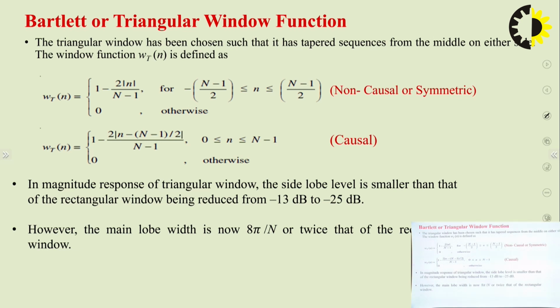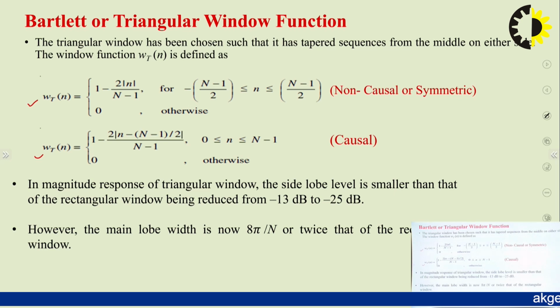So we can see that it truncates the infinite duration impulse response very gradually. The window function formula is 1 minus 2 mod n upon N minus 1, for small n lying between minus (N minus 1) by 2 to (N minus 1) by 2. Similarly for the causal case, it is like this. So by this we can use the Bartlett triangular window function. So this is the window function.